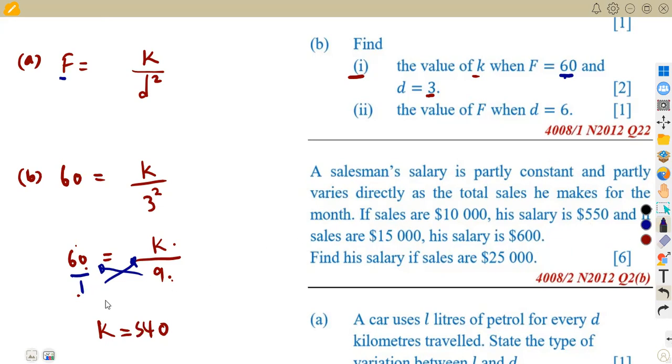So the question was for you to calculate the value of k. You end it there. That is the question. Find the value of k. You end it there.